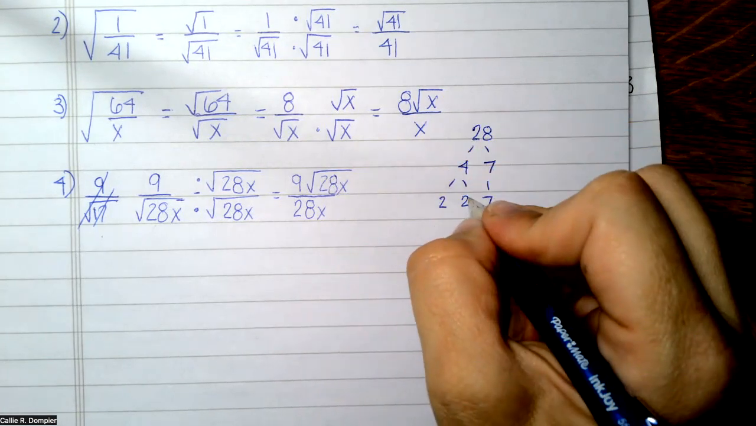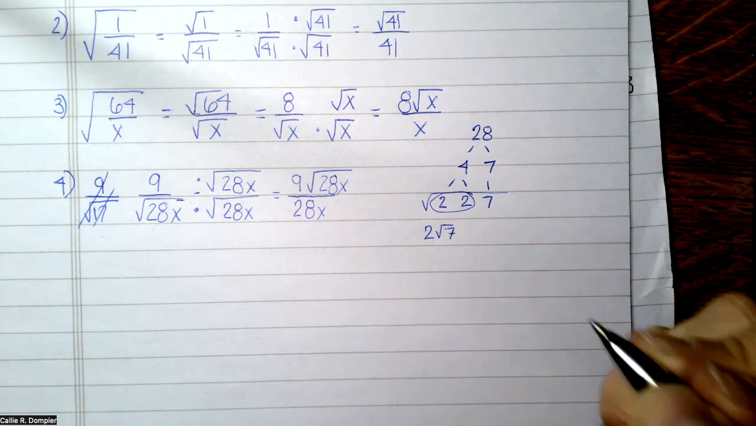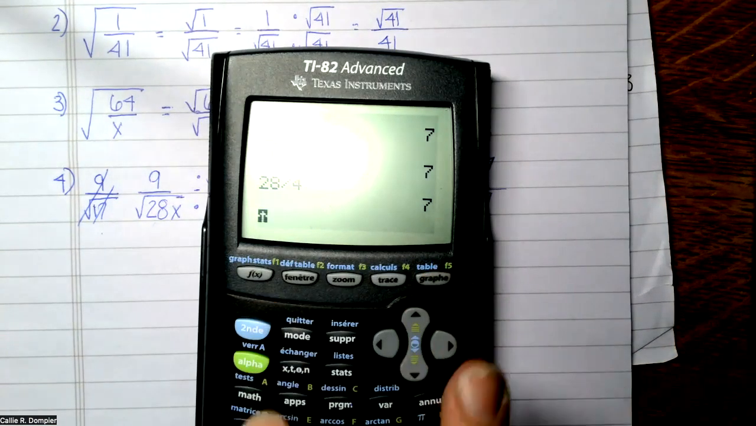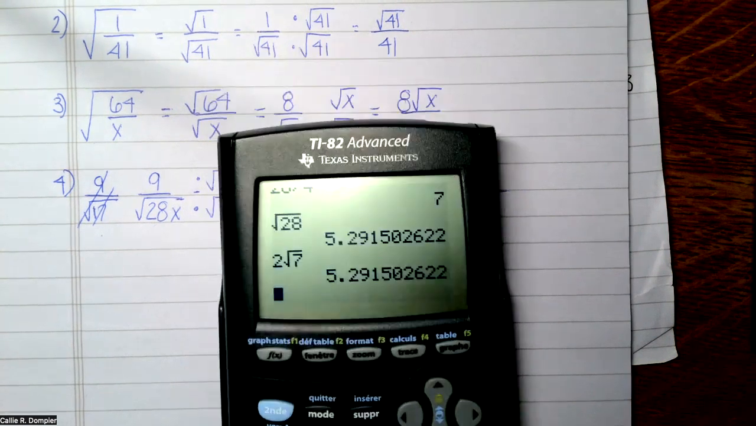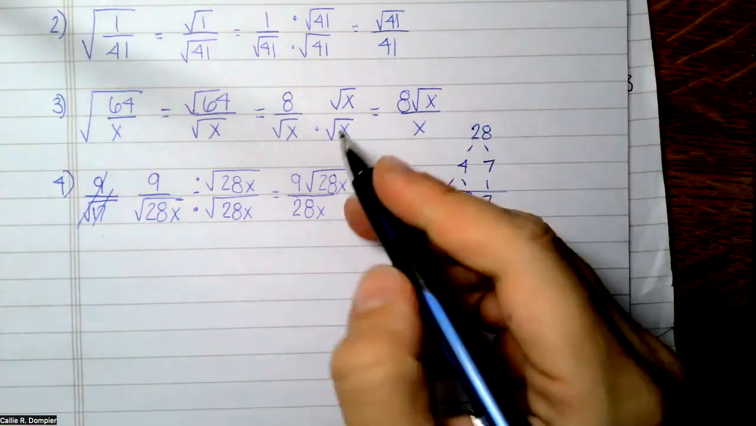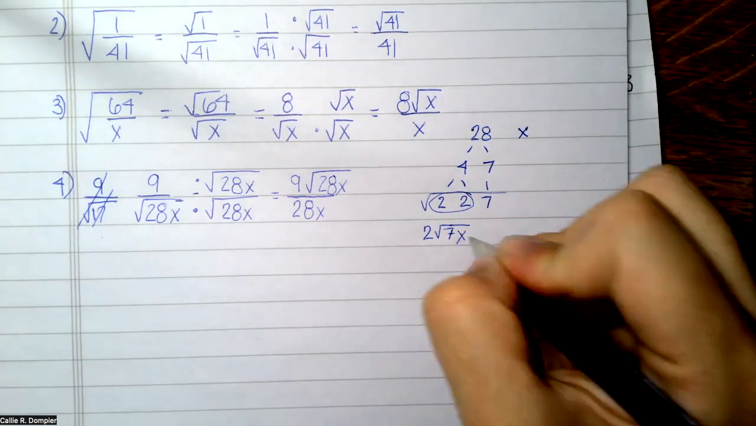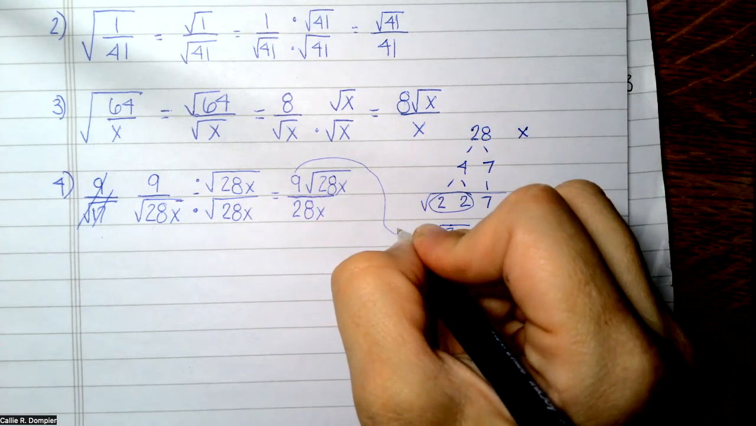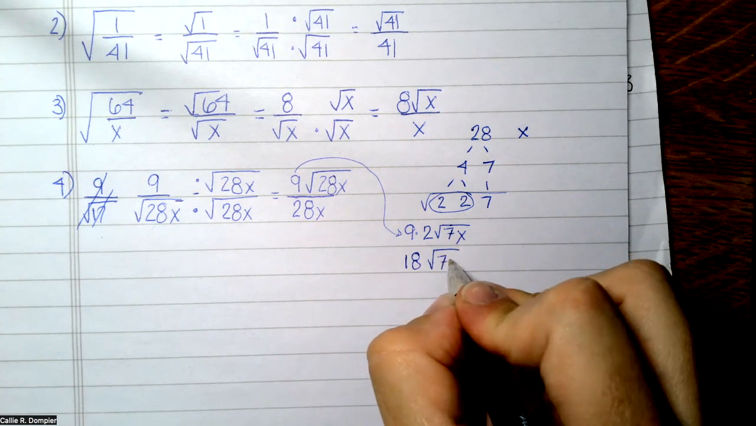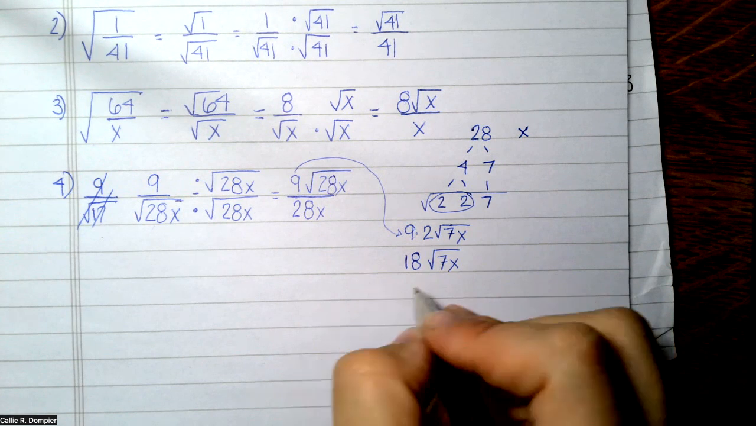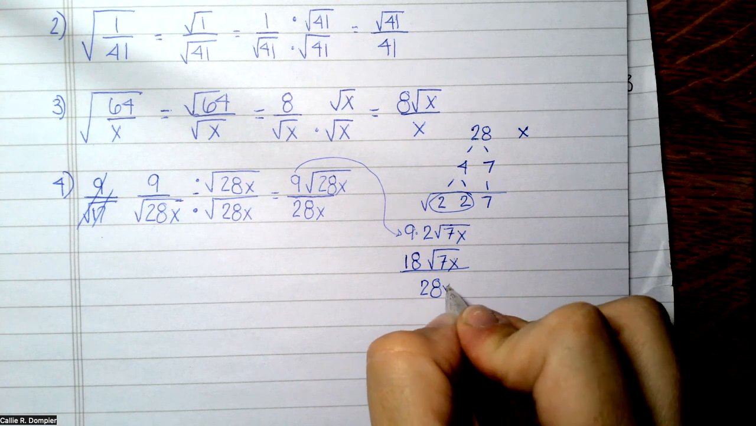So the square root of 28 is actually 2 square root 7. You can always check that in your calculator. The square root of 28 and 2 times the square root of 7 should be the exact same number in your calculator. Good. The x obviously is just 1x, so that's going to stay under there with the 7. Okay, and then we have to bring that 9 back. 9 times 2, 18, square root 7x would be my final answer for the numerator, and then over the denominator of 28x.